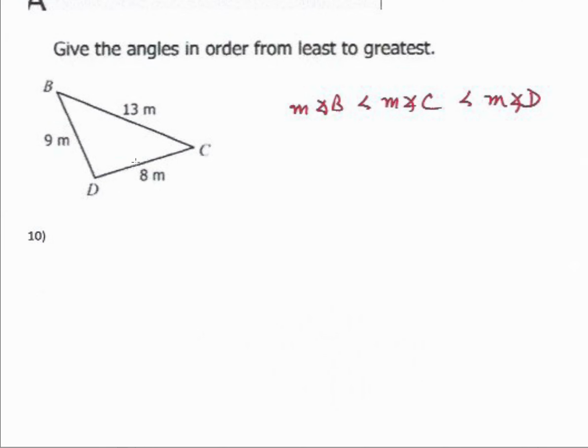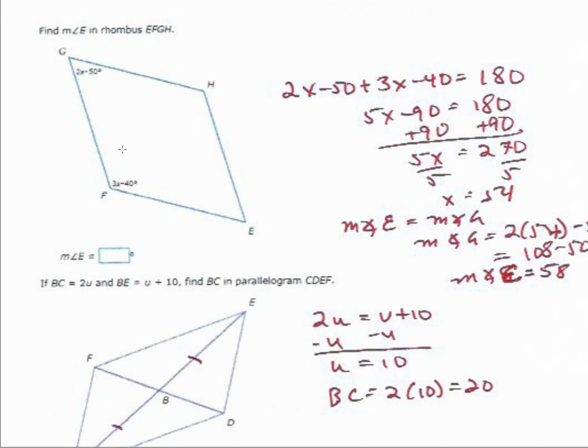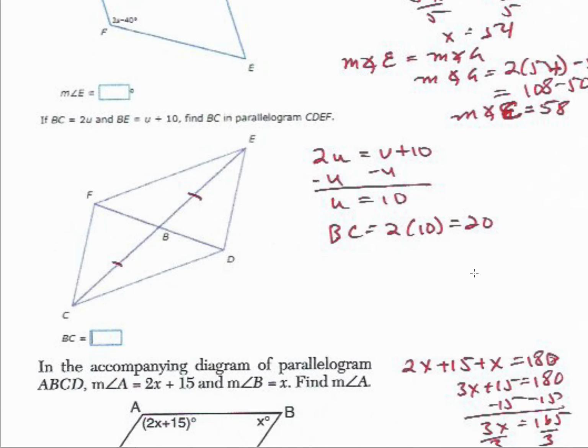All right, next, we have a rhombus. Rhombus is part of the parallelogram family, so two consecutive angles add up to 180. I crunch the numbers here and I come up with x is 54. But it wants the measure of angle E, and it doesn't tell me anything about E. So you have to realize that angle E is going to equal angle G. The measure of angle E equals the measure of angle G because they're opposite angles. So 2 times 54 for the G is 108 minus 50 is 58. So the measure of angle E is 58.